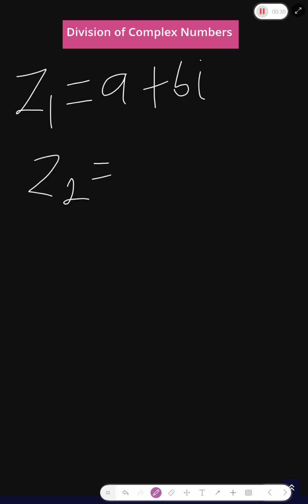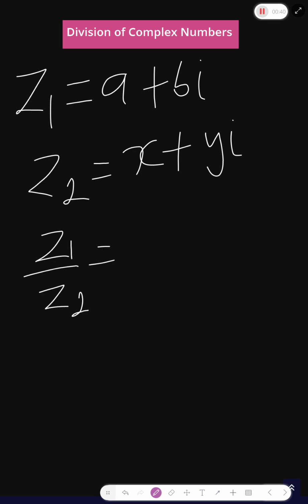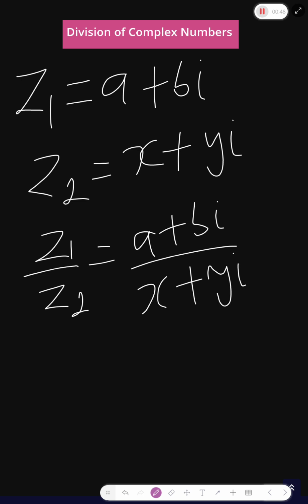If you have the first complex number, z1, equal to a plus bi, and z2 equal to x plus yi, then if you are to find the ratio of z1 over z2, you're going to have a plus bi over x plus yi. To calculate this, we have already done the concept of conjugate in our previous video, so if you have not watched it, just go back and watch the video. It's titled Conjugates of Complex Numbers.